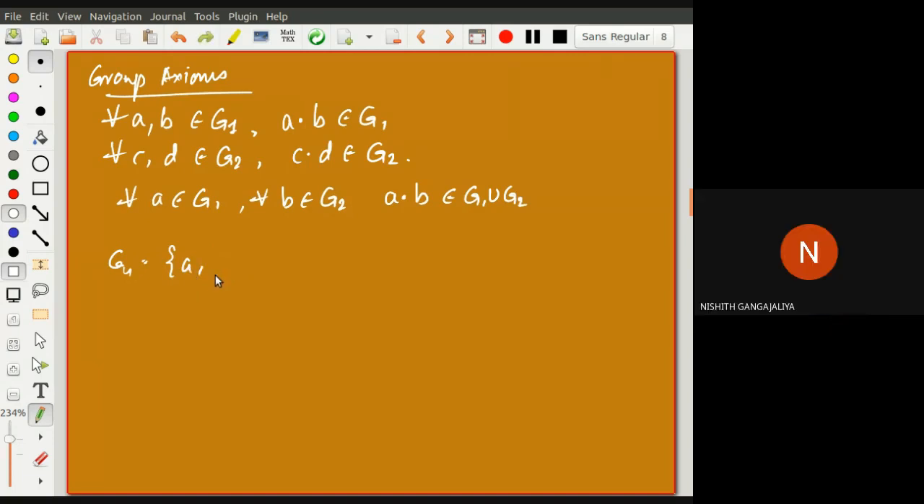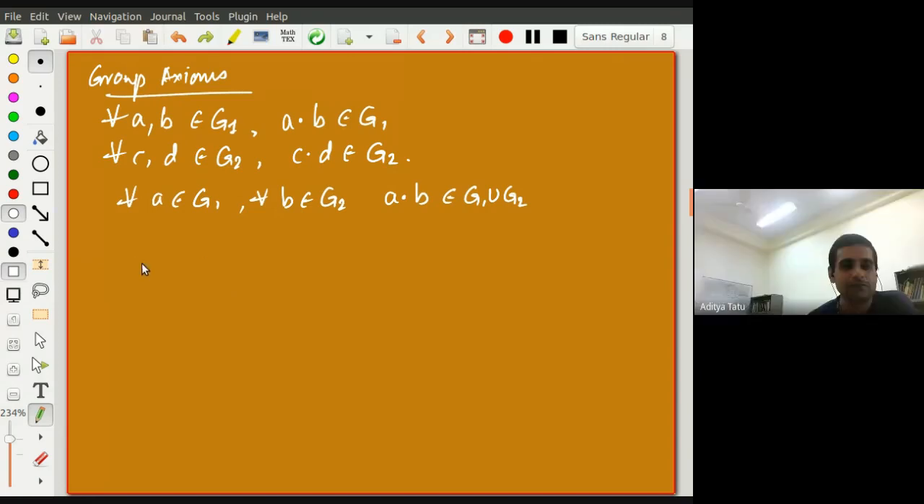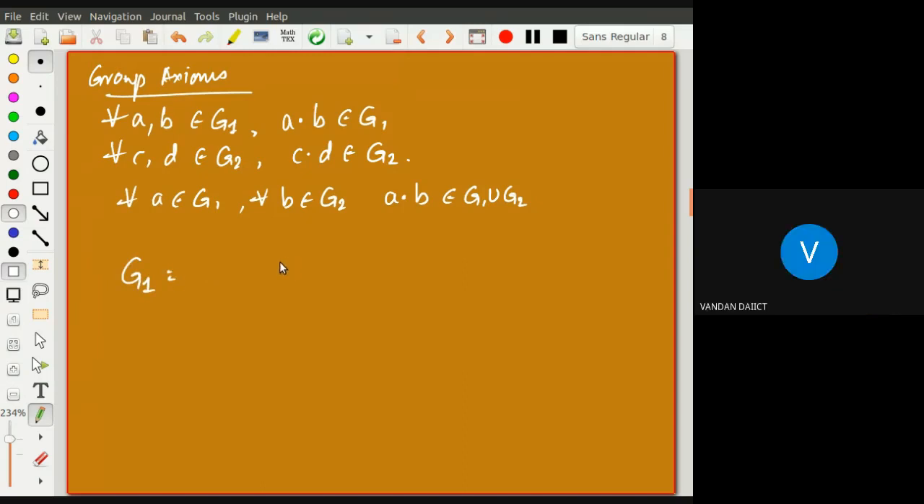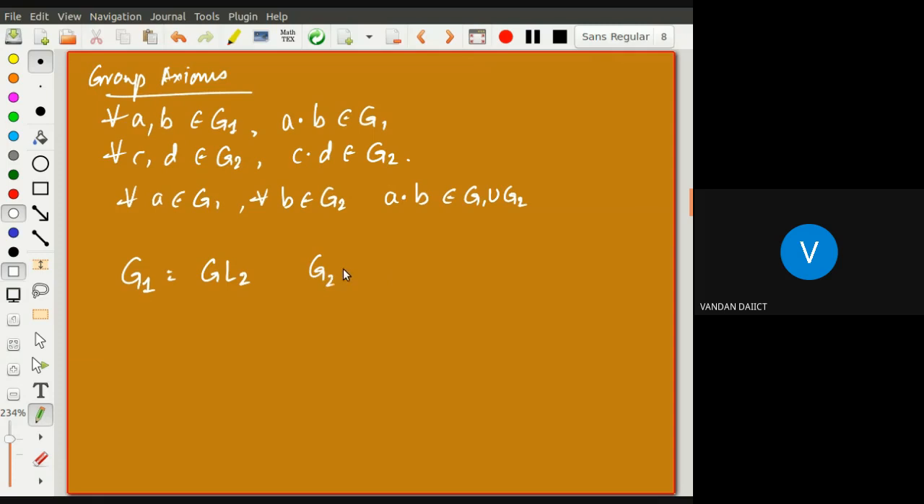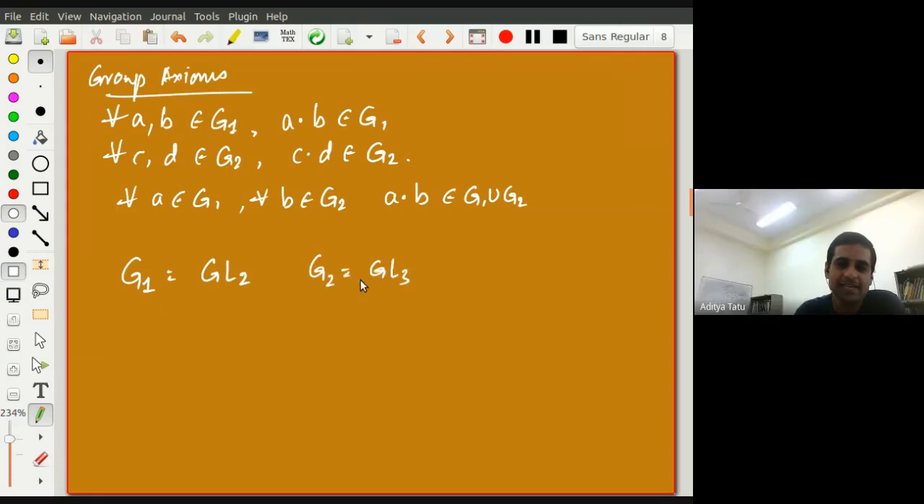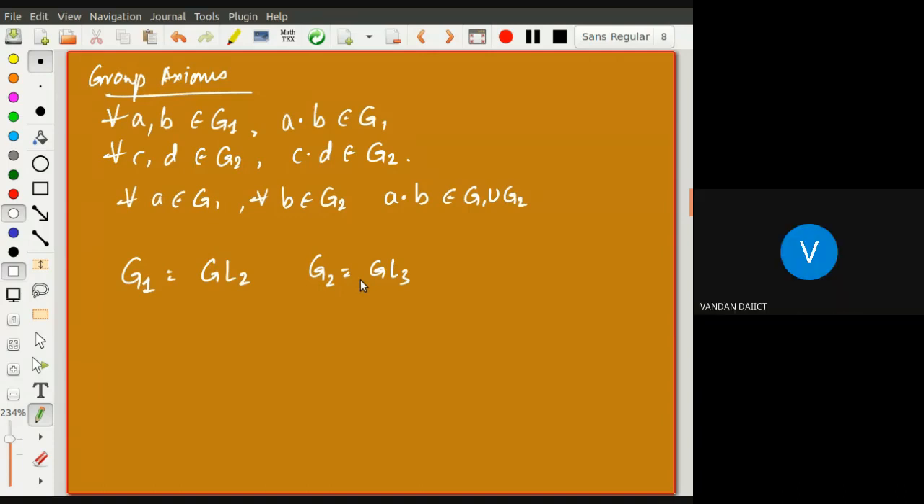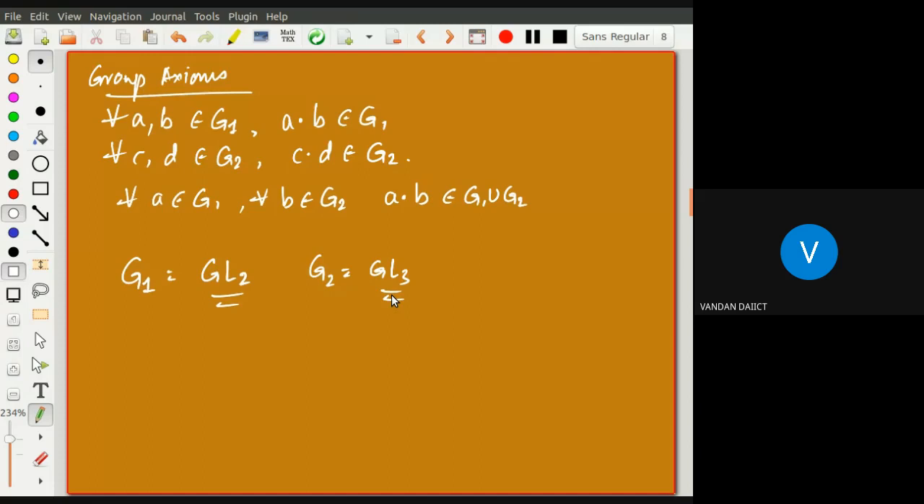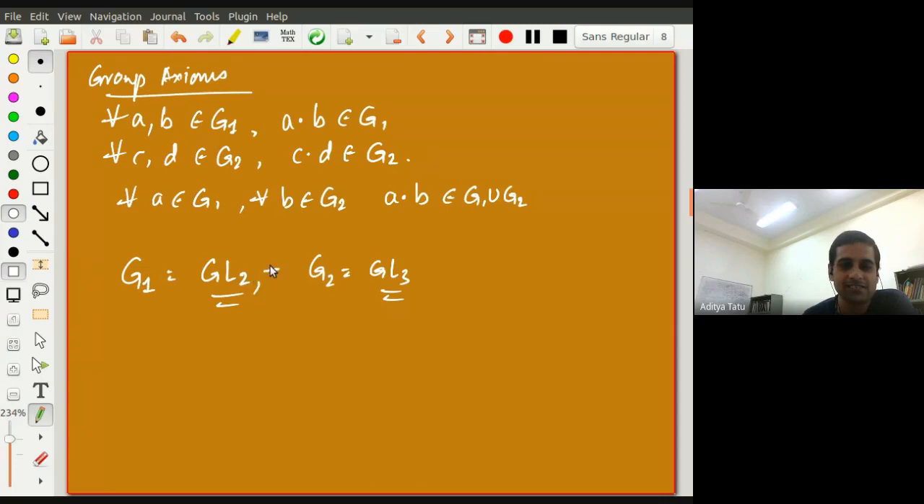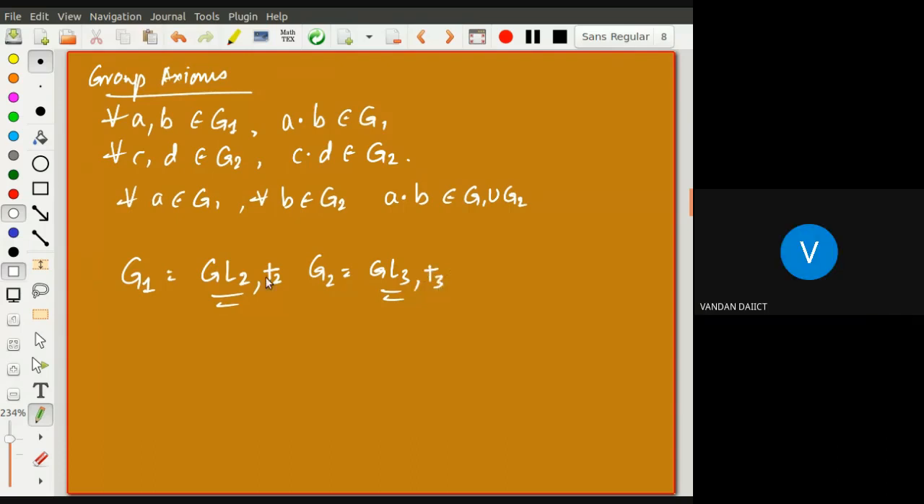Okay, I'll quickly give you an example, all of you are familiar. Sir, we can give the matrix example. Matrix example, so what would be G1? The 2 cross 2 matrices. So you're saying G1 is GL2? Yes, sir. And G2 is GL3. But are the group operations the same? Yes, sir. Addition, we can take addition. Addition of matrices. But this is addition of 2 by 2 matrices and this is addition of 3 by 3 matrices. The group operation on G1 is addition between 2 by 2 matrices, and the group operation on G2 is addition of 3 by 3 matrices, right? So they are not the same, isn't it? Not the same, yes, sir.